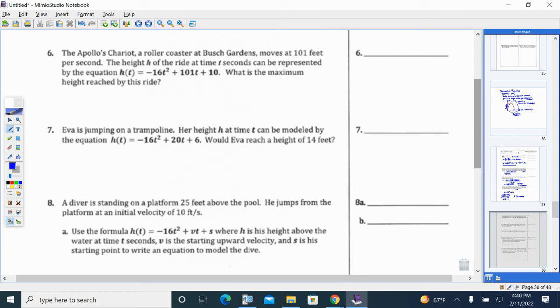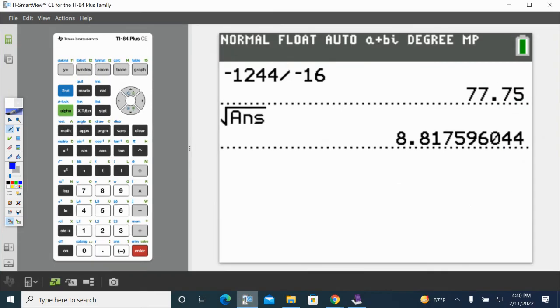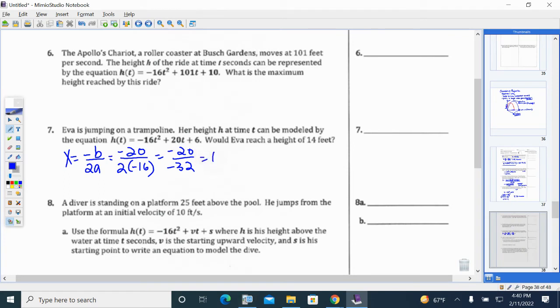Well, remember, maximum occurs at that vertex. And we can find the vertex by finding the axis of symmetry. So find your x equals opposite b divided by 2a. That's going to be negative 20 divided by 2 times negative 16. So I've got negative 20 over negative 32. So that's going to be positive. 20 divided by 32 gives me 0.625. So that's how many seconds it's going to take her to reach her maximum height.